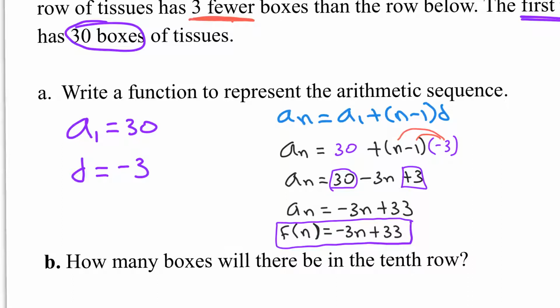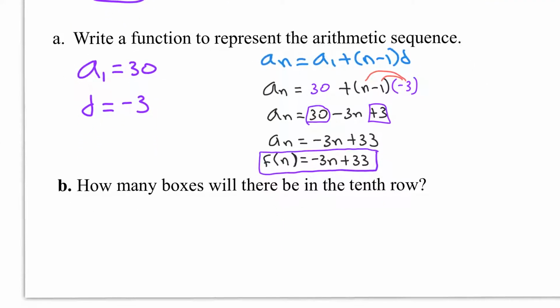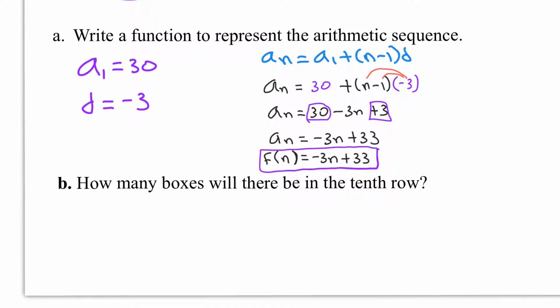So now we can actually find any term in that sequence. We can find the second term, third term, fourth term, and so on. So let me just zoom out here because I need to look at part B. Part B says how many boxes would there be in the 10th term? Okay, so my 10th term is what we are looking for. How many boxes are in the 10th term?